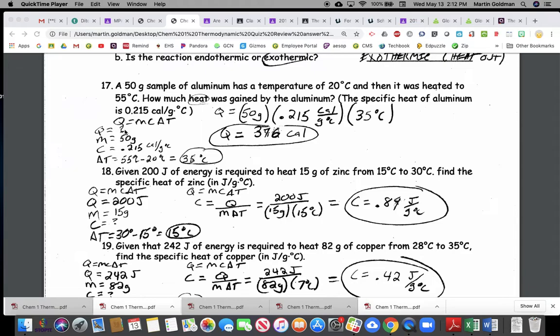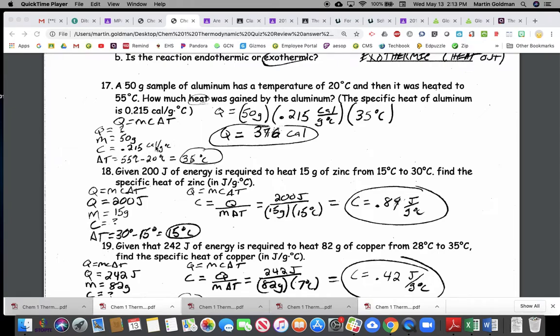Q, we are looking for Q. M is the mass, C is the heat capacity, delta T is the change in temperature. So let's take a look at our equation and fill in the blanks. So Q, we're looking for how much heat was gained, so that's the unknown. M is the mass, which is 50 grams. The C is the heat capacity or specific heat, and it says right here, specific heat is given to you as 2.15 calories per gram degree C.